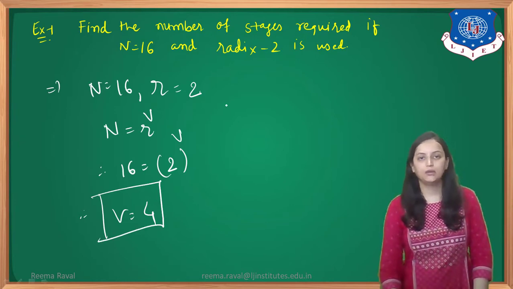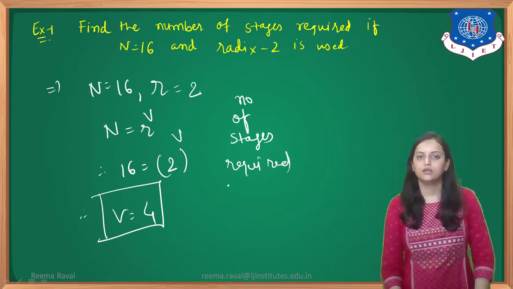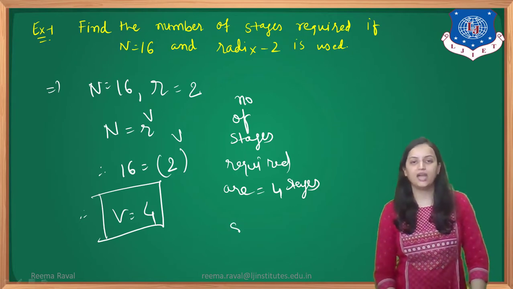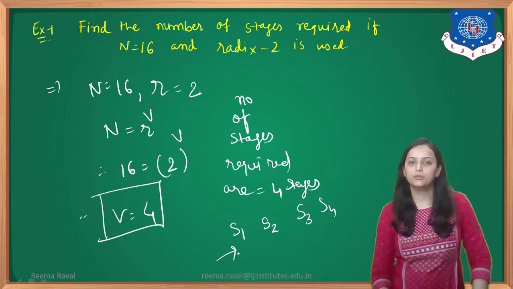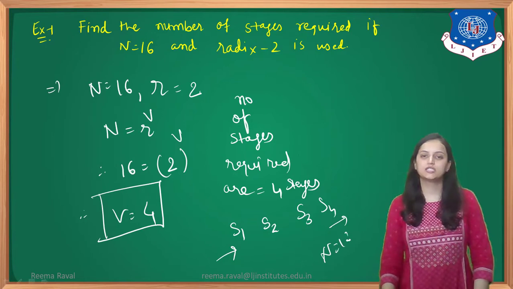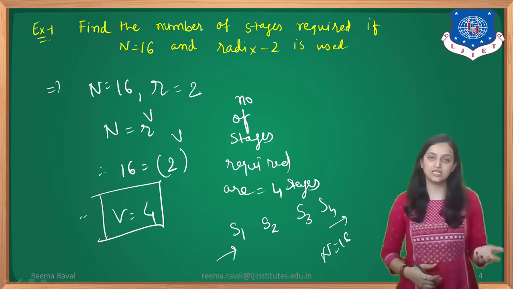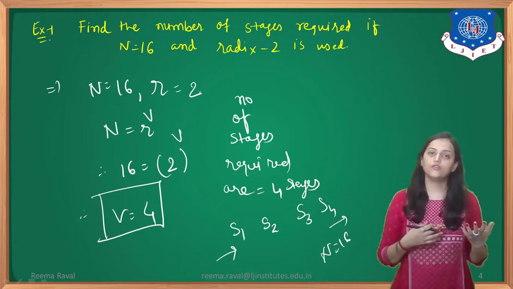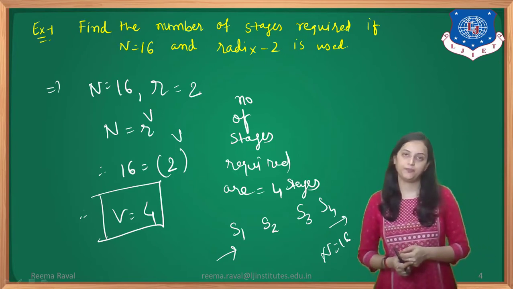So here the number of stages required is 4. That means we need to have stage 1, stage 2, stage 3 and stage 4, to which the input is given, and at the output of stage 4 we will get the output for this n equals 16 FFT algorithm. This is how you can find the number of stages or radix or number of points in the particular DFT for FFT computation or FFT algorithm.